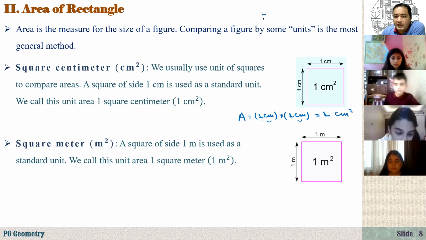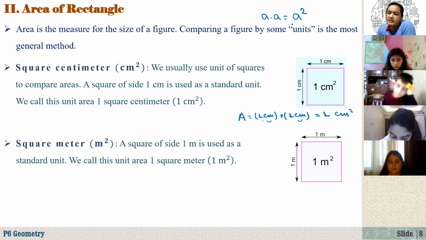In math, we know that A times A, in a compact form, we can just write as A squared. A squared means A is multiplied by itself. Like 2 squared means 2 times 2, that's equal to 4. 3 squared means 3 times 3, that's equal to 9. 5 squared means 5 times 5, that's equal to 25.